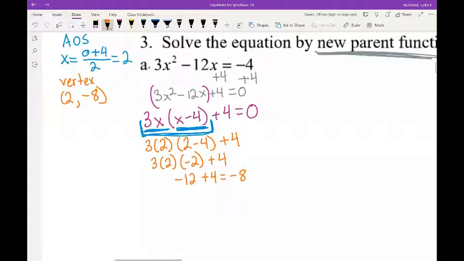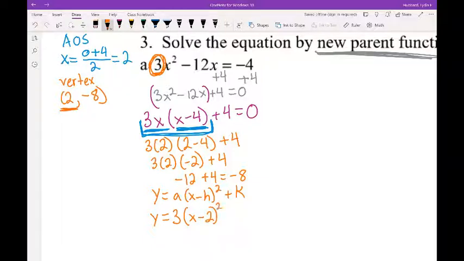Now we have a vertex and a leading coefficient. So we can actually write this in that vertex form, y equals a times x minus h squared plus k. So we'll say y equals a, that's the leading coefficient, so that's going to be 3, times x minus h, which is the x value of our vertex, so that's 2 squared, plus k, which is the y value of our vertex, so that's going to be a -8. But we're not set equal to y here. We're set equal to 0.